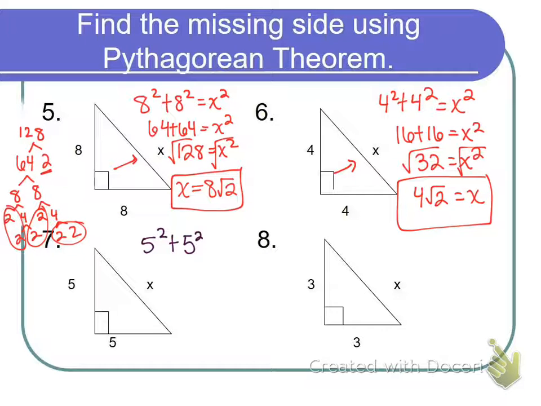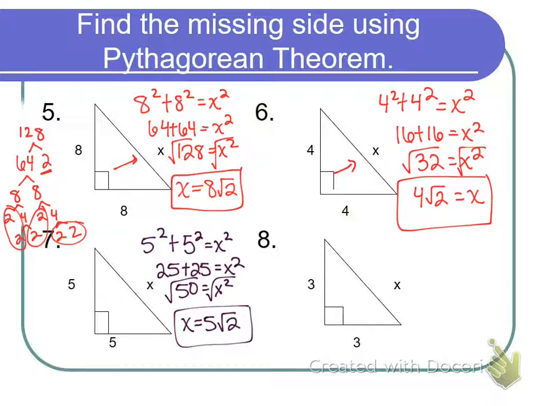So 5 squared plus 5 squared equals x squared. 5 squared is 25. So we have 50 equals x squared. When we square root that, what do we get for x? 5 root 2.